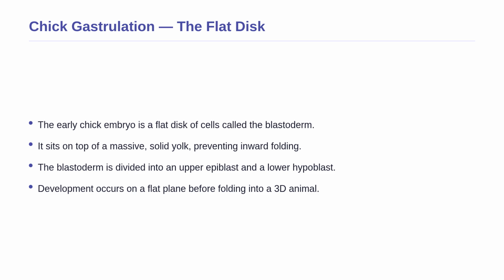The blastoderm is split into an upper layer, the epiblast, and a lower layer, the hypoblast. This flat disc model is a brilliant evolutionary adaptation that allows birds, reptiles, and even mammals to develop their complex layers on a flat plane before eventually folding up into a three-dimensional animal.